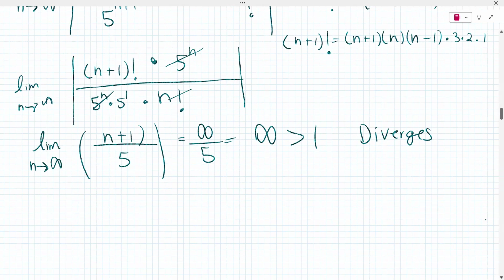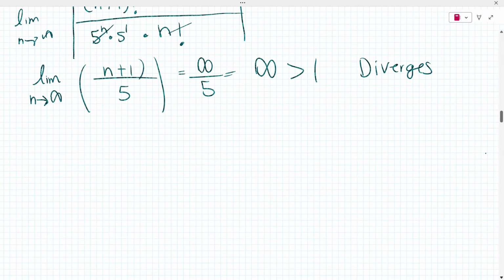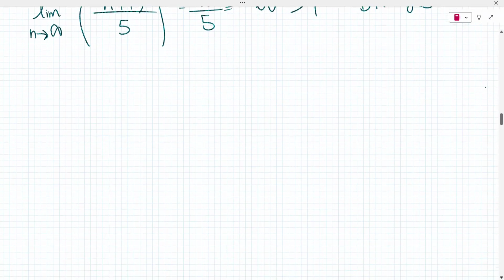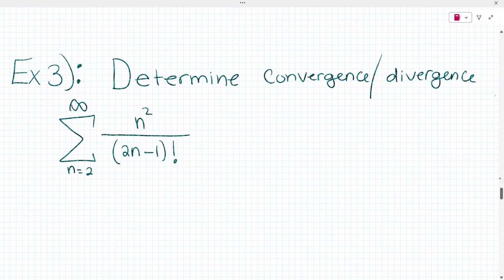Okay, let's move on to example 3. Example 3 says determine the convergence or divergence. And we have the summation from n equals 2 to infinity of n squared over 2n times parentheses 2n minus 1.